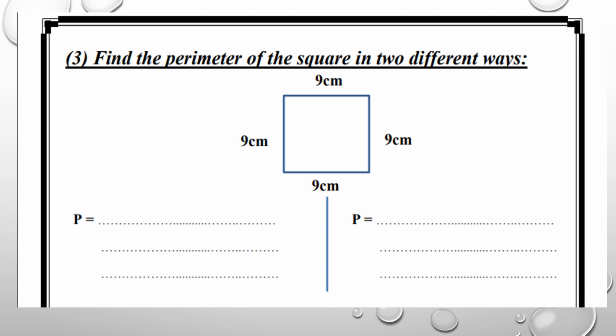Okay? So the first one, I will use my rule, which says that side times 4 equals the perimeter. So I will multiply 9 by 4 and it will be 36 centimeters. The second one, I will use an addition only. It means that I will add 9 four times. So the answer will be the same number, 36 centimeters.